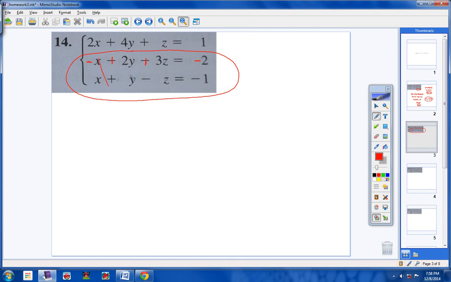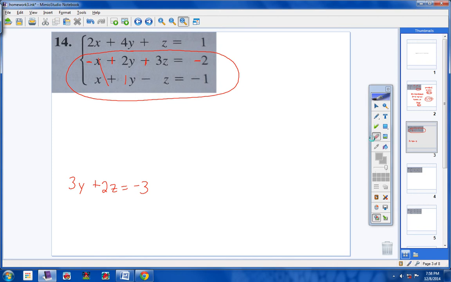These cancel. Positive 2 plus 1 would be 3y. Positive 3 minus 1 would be positive 2z. And a negative 2 and a negative 1 would be negative 3. So there's one new equation. I'm going to move that over here.